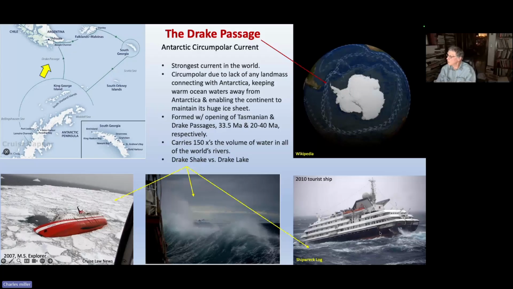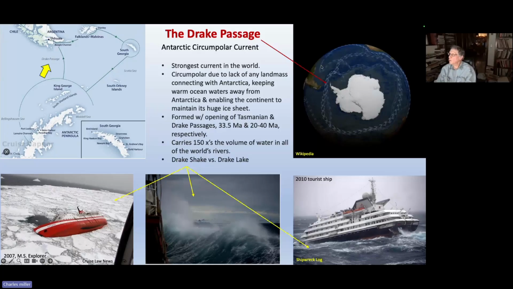But our dining room was down here about at this level, and we saw regular waves that came up over the dining room when we were doing the last 2 days through the Drake Passage. In the beginning, we were in the Drake Lake, and then in the last two, we were in the Drake Shake. Lots of medicine was being taken for seasickness.